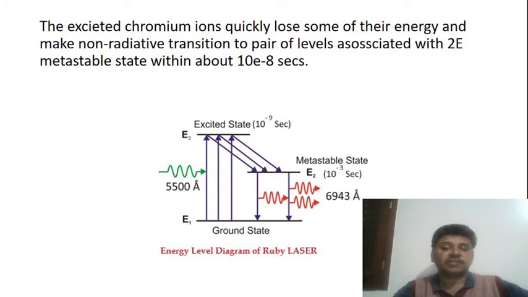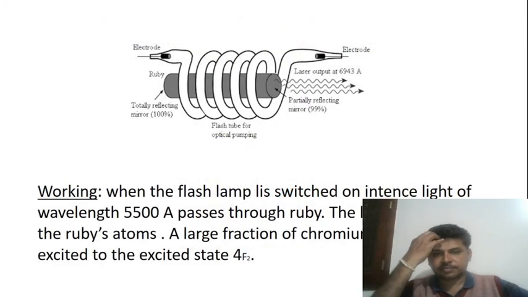In this condition, after some interval of time, we can observe more electrons present at the metastable state compared to the ground state. This condition is what we call population inversion. After population inversion, we can observe the diagram here.